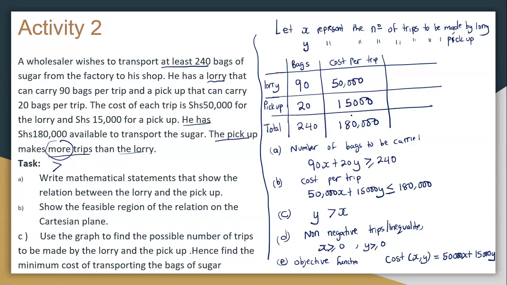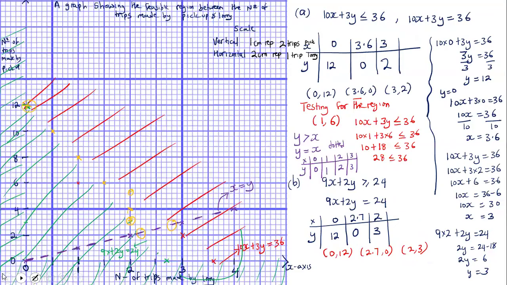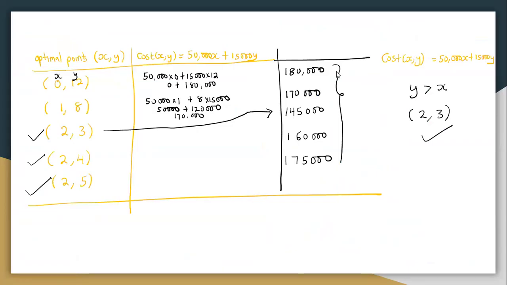Okay, sir. I'm saying my power is not okay, but let me ask this question before going off. If they have asked the maximum cost of transporting the bags of sugar, how can we do it? Now, if they had asked for the maximum, here you look out for the biggest figure you have. So the biggest figure we have is 180,000.